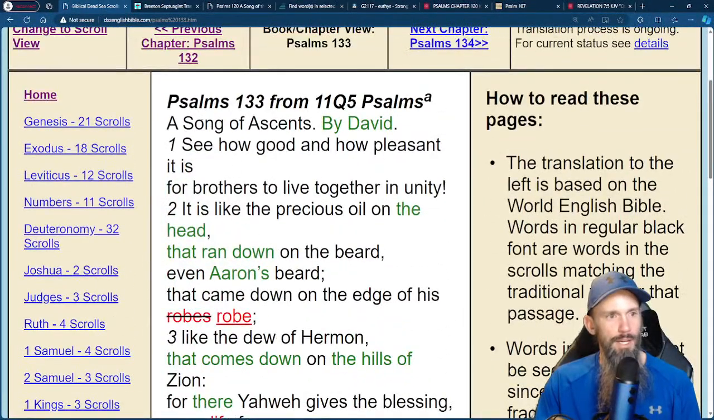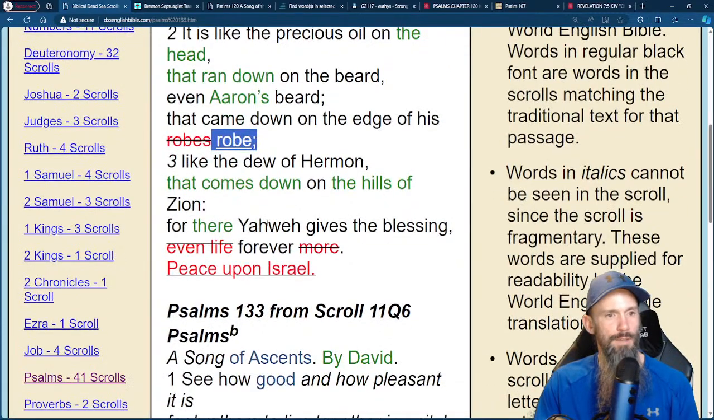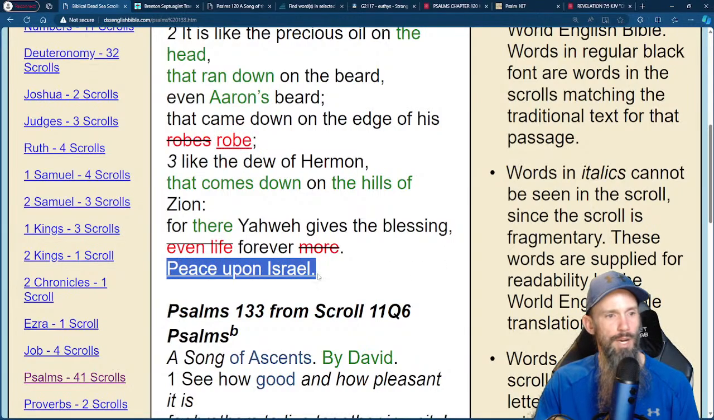Psalm 133, a song of ascents by David. See how good and how pleasant it is for brothers to live together in unity. It is like the precious oil on the head that ran down on the beard, even Aaron's beard, that came down on the edge of his robe, like the dew of Hermon that comes down on the hills of Zion. For there Yahuwah gives the blessing forever. Peace be upon Yisrael.